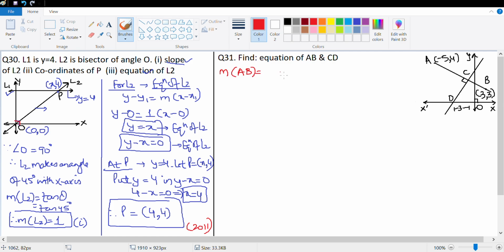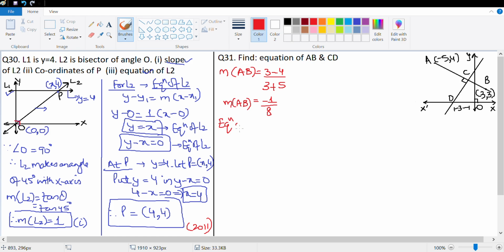So slope of AB would be y2 minus y1, so 3 minus 4, upon x2 minus x1, that's 3 minus negative 5, which means 3 plus 5. So this is 3 minus 4 is negative 1 upon 8. So slope of AB is equal to negative 1 upon 8.